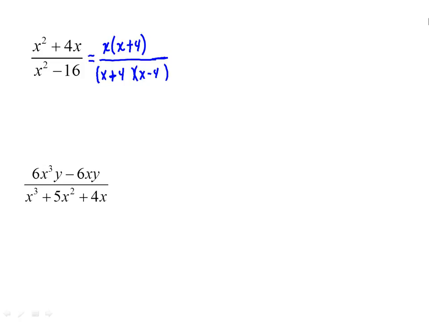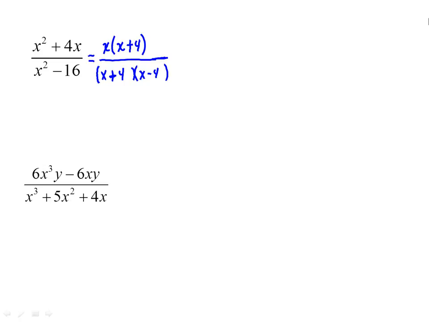Like factors. Factors are things that you're multiplying together. In the numerator, I have two factors. I have an x and a group of x plus 4. So I have two factors. An x, that is one factor by itself, and an x plus 4, which is a totally different factor. So there's two factors in the numerator. In the denominator, I have two factors as well. I have two groups that are multiplied together. But there's two factors. There's an x plus 4 and an x minus 4.